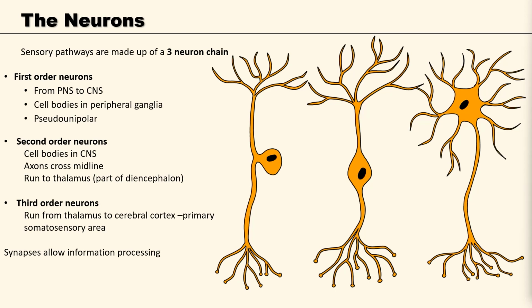A sensory pathway is made up of a 3-neuron chain. The first-order neurons take the signal from the periphery to the CNS. Their cell bodies are located in the ganglia, but they do not synapse with anything here. The second-order neurons are located within the CNS, and this is where the first-order neuron synapses. Their axons cross over at the midline and run to the thalamus. The third-order neuron is synapsed by the second-order neuron in the thalamus and transports the signal to the relevant region of the cerebral cortex.